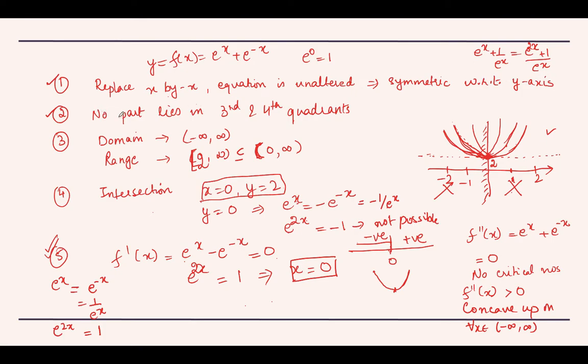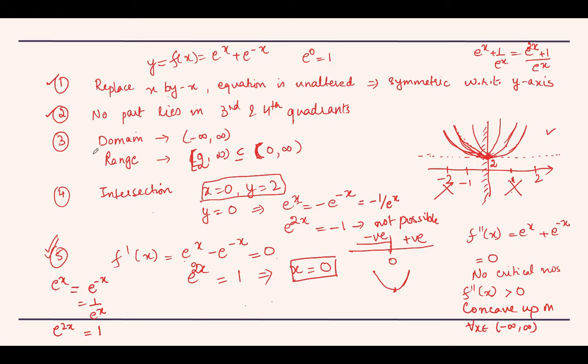Second part, in order to see if there is some quadrant which can be eliminated, we can always note that exponential function can never take a negative value. So whatever is the value of x, e to the power x will always be positive. E to the power minus x will also be a positive number. So our y can never become negative. So that means no part is going to lie in the third and the fourth quadrant. We can eliminate completely third and the fourth quadrant from sketching purposes.